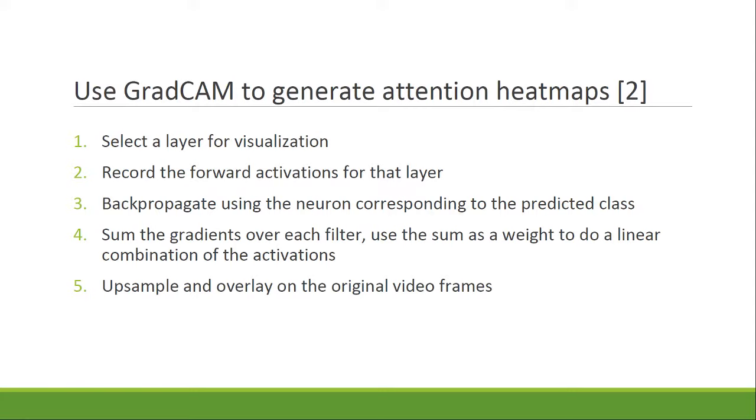First, we select the layer in our neural network to visualize the heat maps. When we perform a forward pass on the input, we record the forward activations for that specific layer. Then we will back propagate using the neuron corresponding to the predicted class to obtain the gradients at that layer. Then we sum the gradients over each filter at that layer and use that sum as a weight to perform a linear combination of the activations. This linear combination will represent which pixels contributed the most to the output.